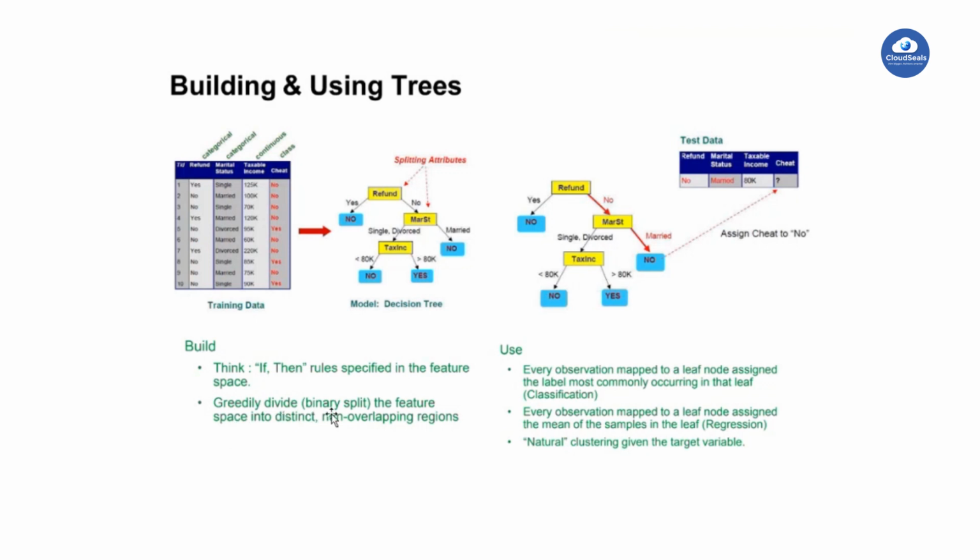So we greedily divide the feature space into distinct, non-overlapping regions, rather than a simple binary split. Without overlapping, we need to split our attributes in a distinct way. Don't split like a binary split, where we only say whether it is yes or no, or whether it is greater than 80k or less than 80k. Just split the space into distinct regions.